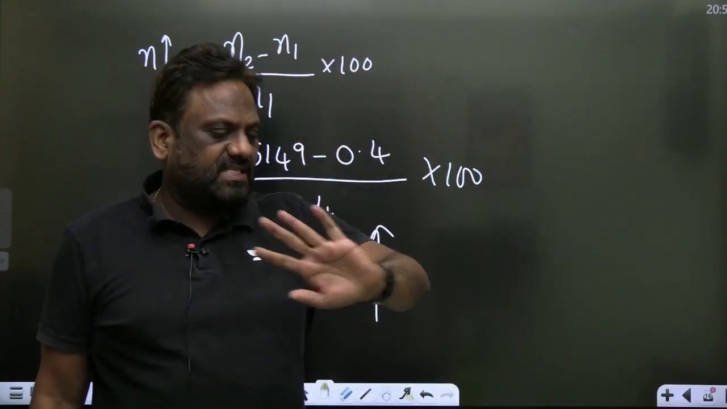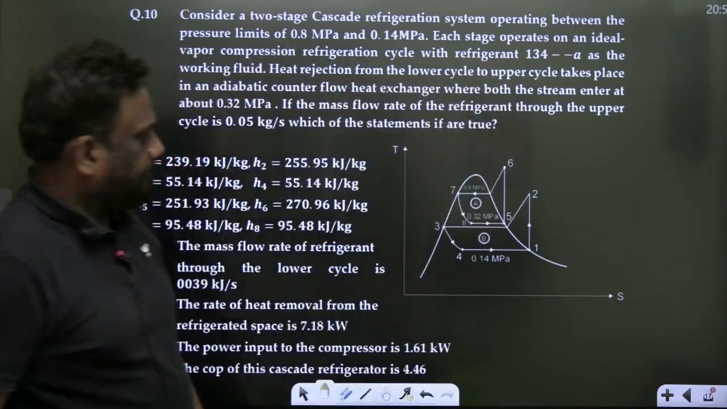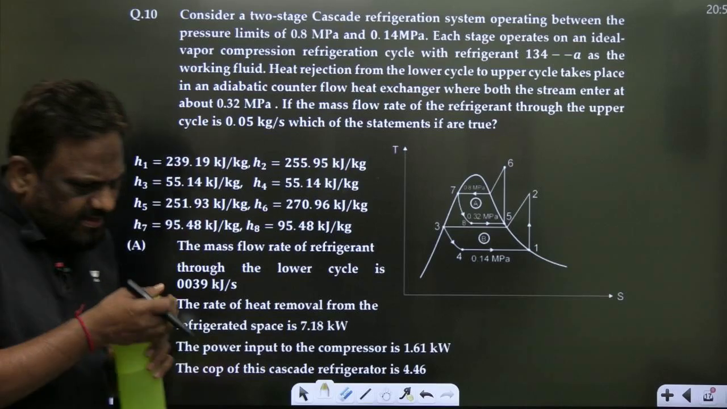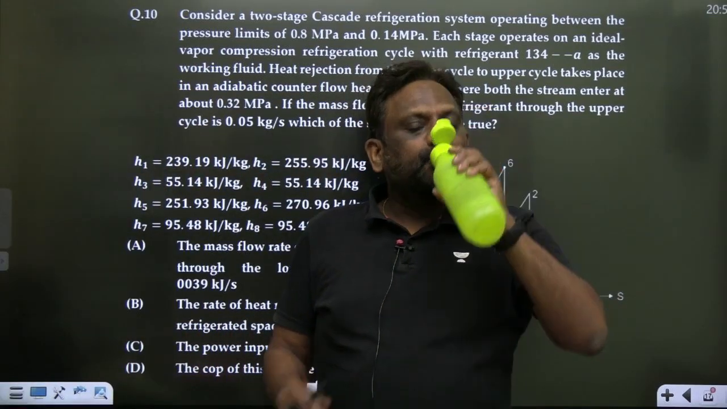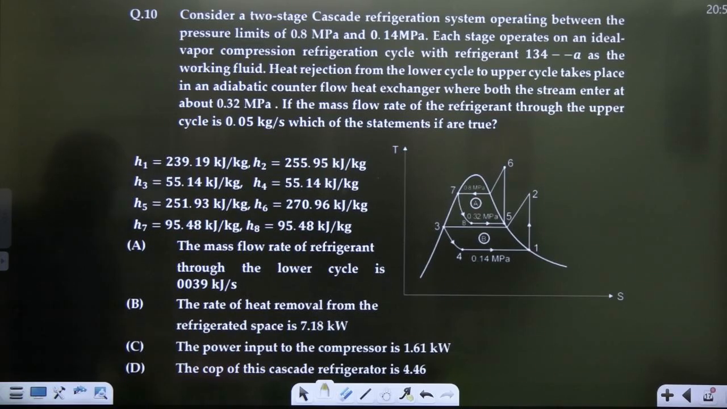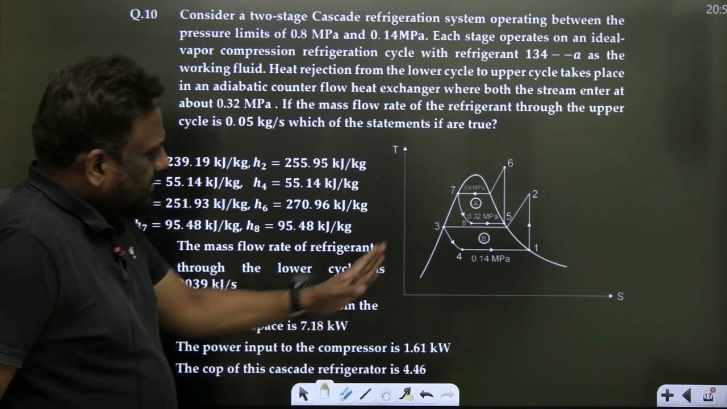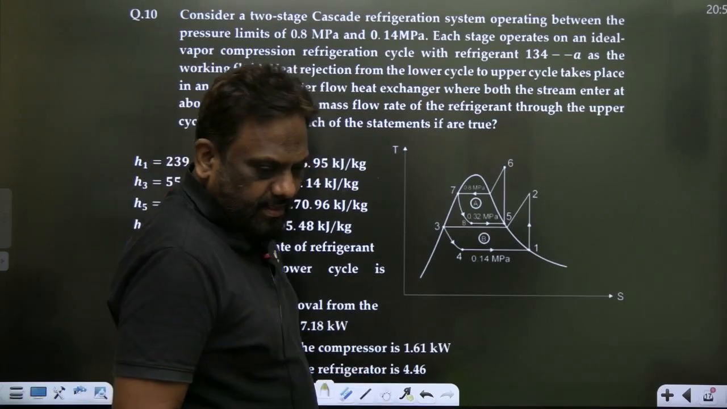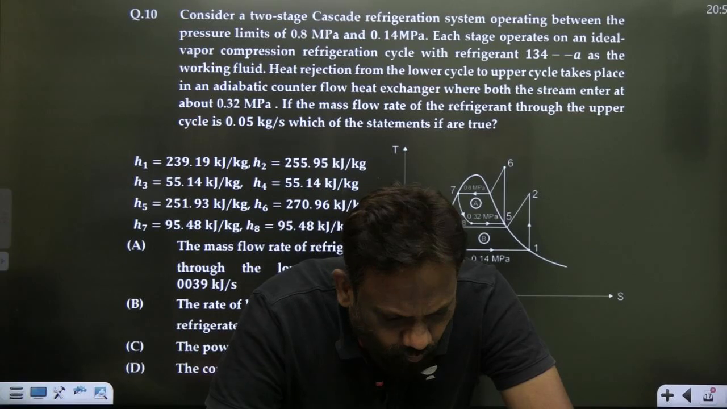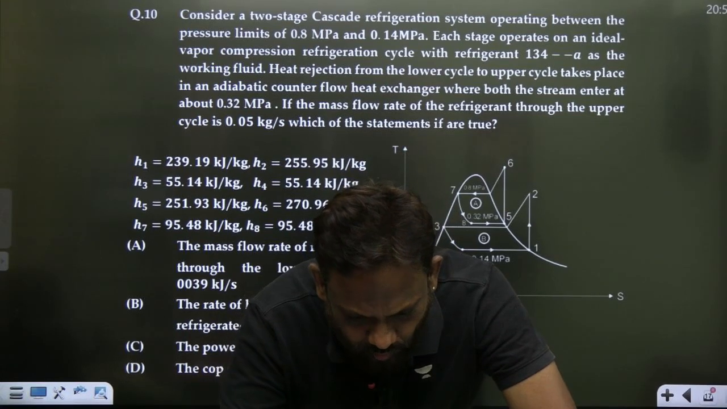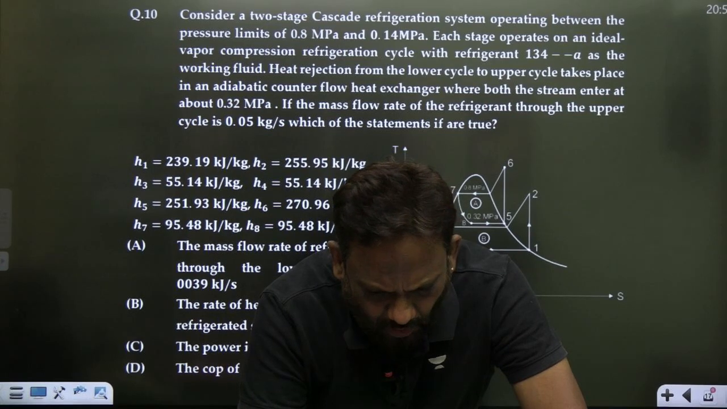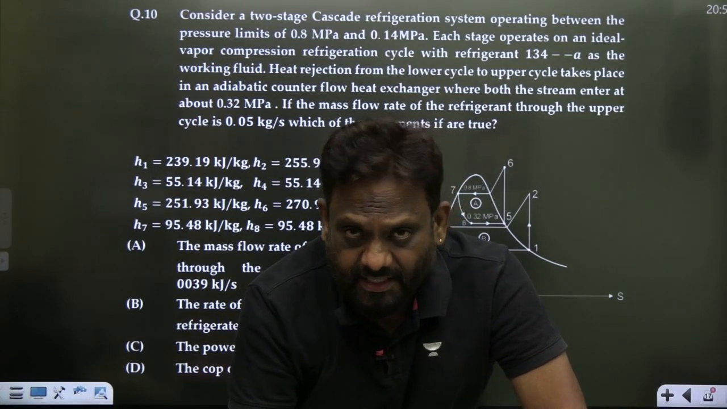Okay, let's take the last question for today. Take this question. Can you see? Actually this cycle should be zoomed, but we cannot zoom it. Cannot see. Okay, I will arrange it. Somehow it's a good question, so I'll arrange a bigger figure and take it in the next session.